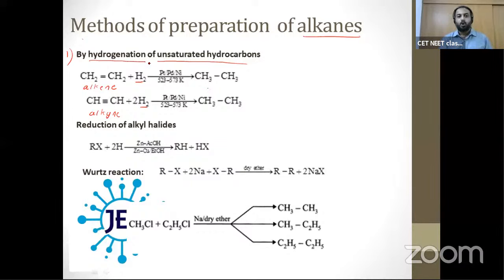What is happening here? Very simple. 2 hydrogen atoms are getting added across the double bond. See, there is a double bond. You have hydrogen getting added across the double bond. So you get this. One pi bond will be broken, and one pi bond, when broken, gives rise to 2 new sigma bonds.